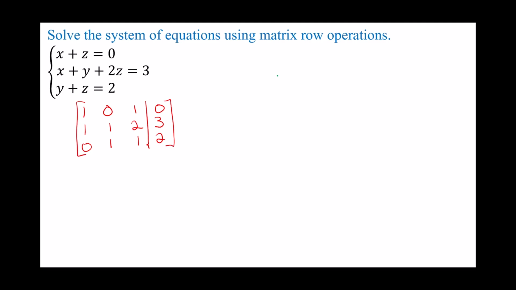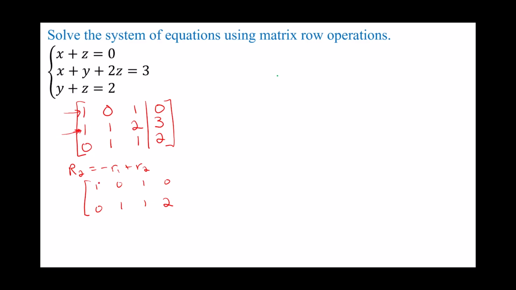Okay, so I have my augmented matrix. Now the first row, first column is already a 1, so I'm going to use that 1 to make this one 0. So my new row 2 will be negative row 1 plus row 2. So row 1 and 3 are staying the same. So my new row 2, negative row 1 plus row 2. So negative row 1, this row, plus this row.